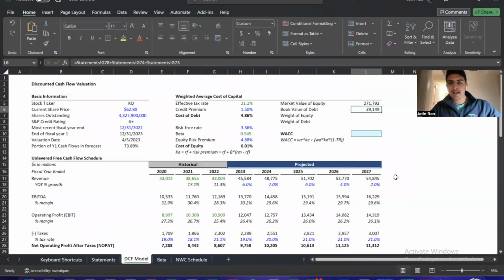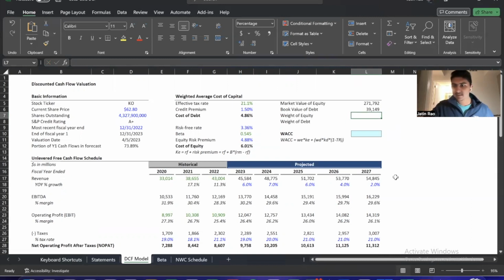So it has 39 billion. It has 271 billion in equity. So obviously this is a very heavily equity financed company. Or at least equity is the main contributor to most of the market value of Coca-Cola.